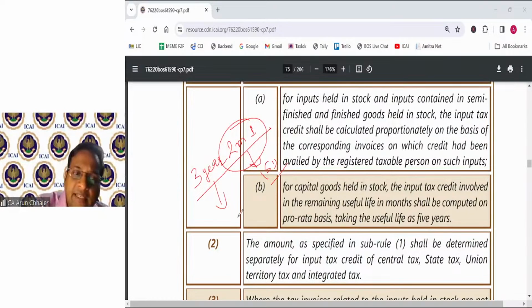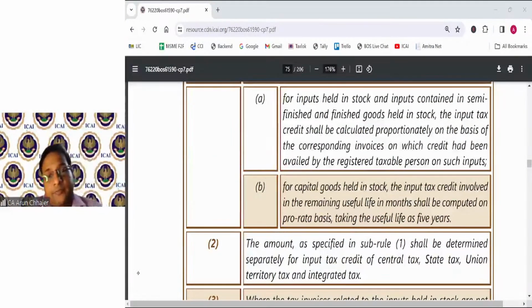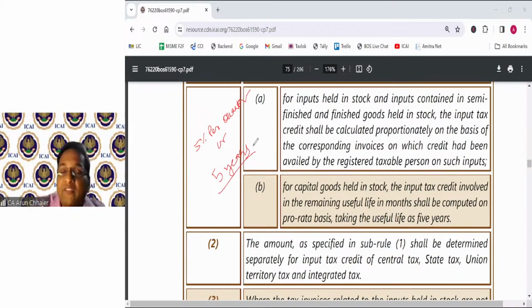And what is the 3 year? And 75% in total will come. मैं एक बार वापस explain करता हूं. There is a bit of a difference. If you say 5% per quarter or life as 5 years proportionately, what is the difference? In totality, there is no difference, because at the end of the 5 years, both will become 100%.